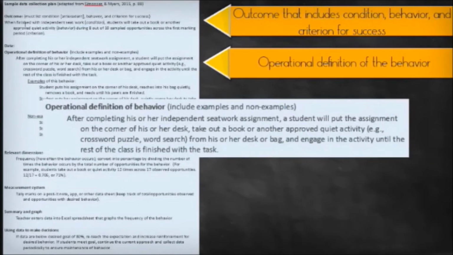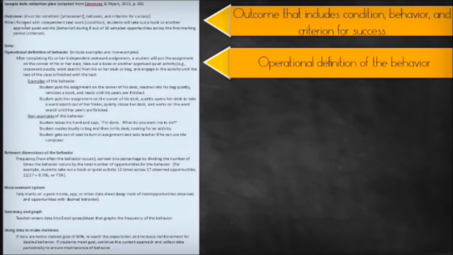After completing his or her independent seat work assignment, a student will put the assignment on the corner of his or her desk, take out a book or another approved quiet activity, for example, a crossword puzzle or word search from his or her desk or bag, and engage in the activity until the rest of the class is finished with the task. That is a very specific, observable, and measurable definition of that behavior.